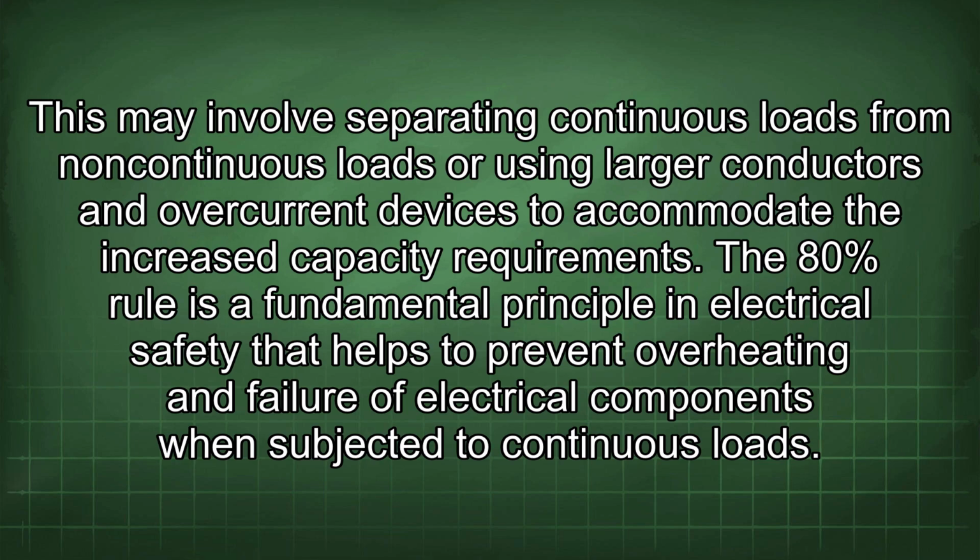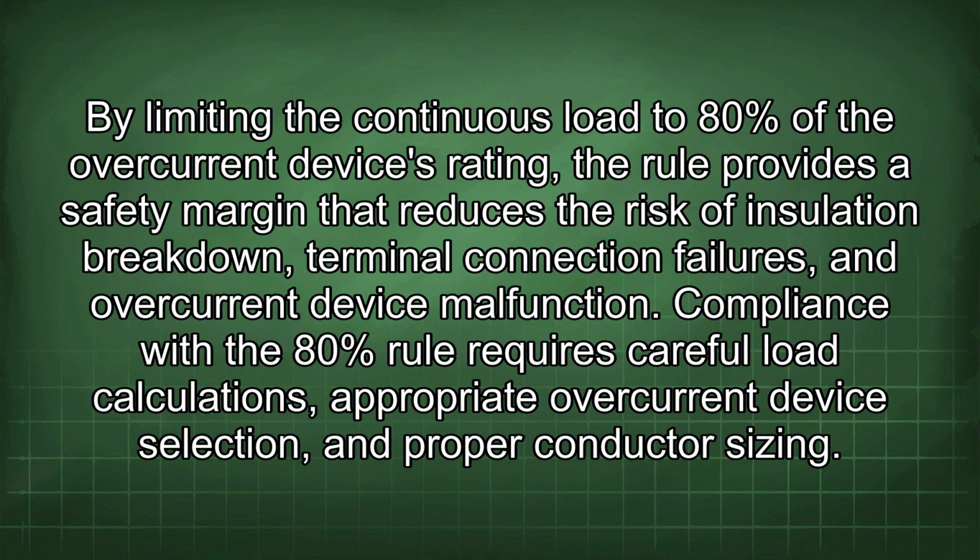The 80% rule is a fundamental principle in electrical safety that helps to prevent overheating and failure of electrical components when subjected to continuous loads. By limiting the continuous load to 80% of the overcurrent device's rating, the rule provides a safety margin that reduces the risk of insulation breakdown, terminal connection failures, and overcurrent device malfunction.